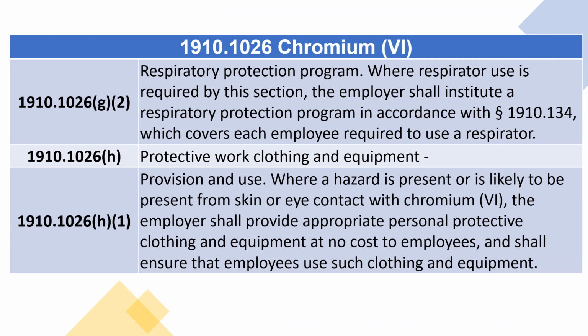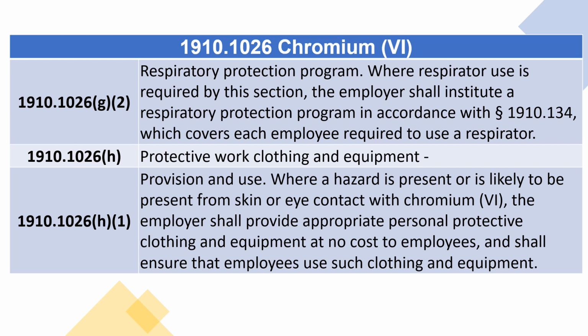1910.1026(g)(2) Respiratory protection program. Where respirator use is required by this section, the employer shall institute a respiratory protection program in accordance with section 1910.134, which covers each employee required to use a respirator.